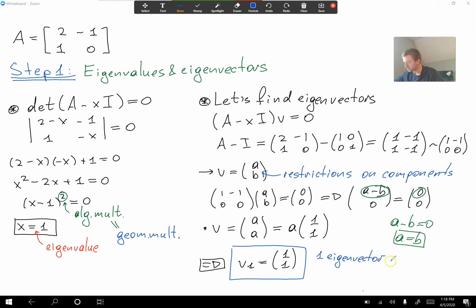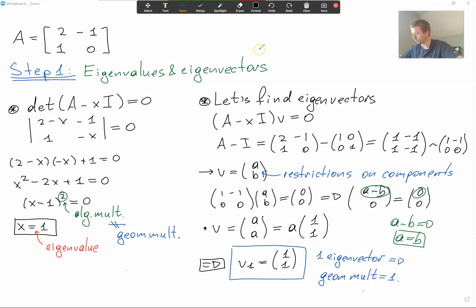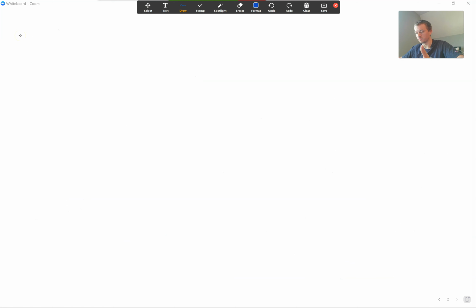So in other words, it means our geometric multiplicity is equal to 1. And in this case, my algebraic multiplicity doesn't equal the geometric multiplicity. So it means this matrix is not diagonalizable. So that's why we need to do step number 2. So what we're going to do for step 2? For step 2, we will try to find the Jordan form for the matrix A.